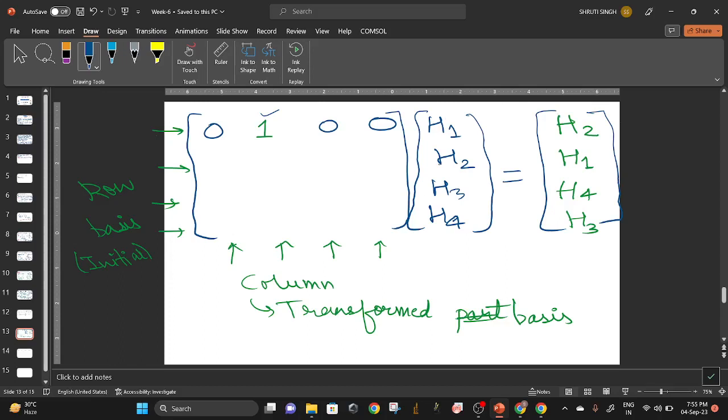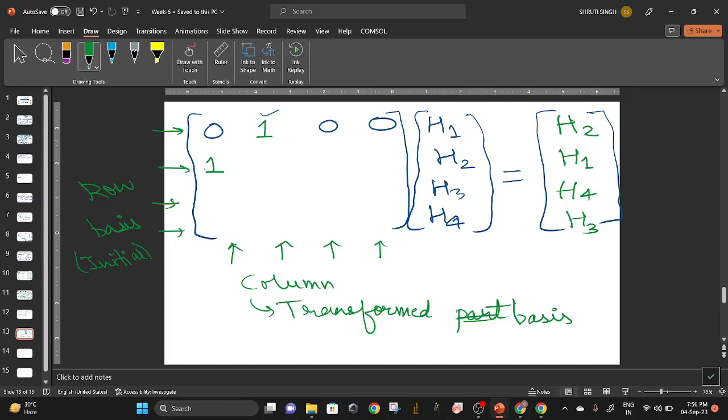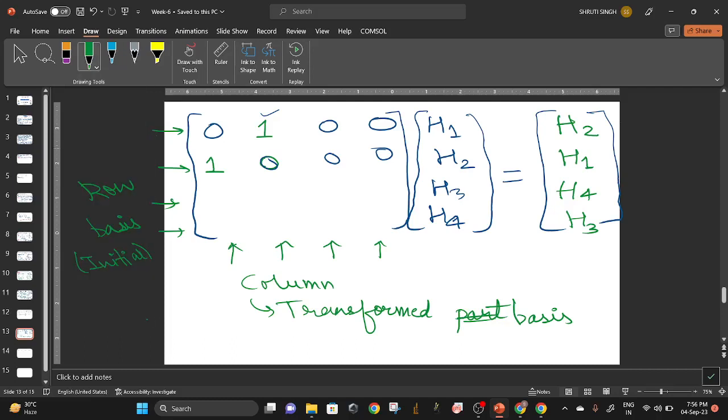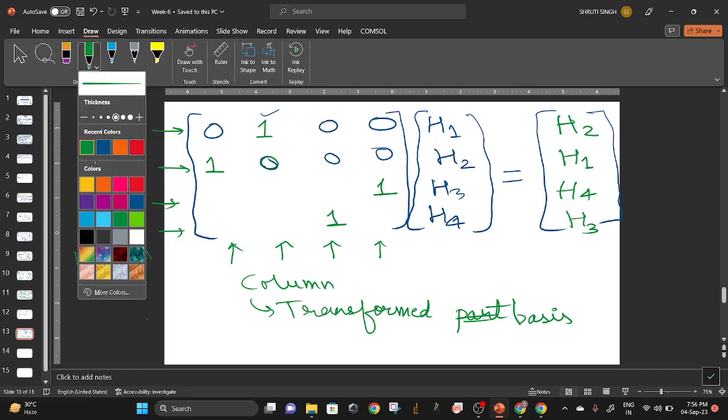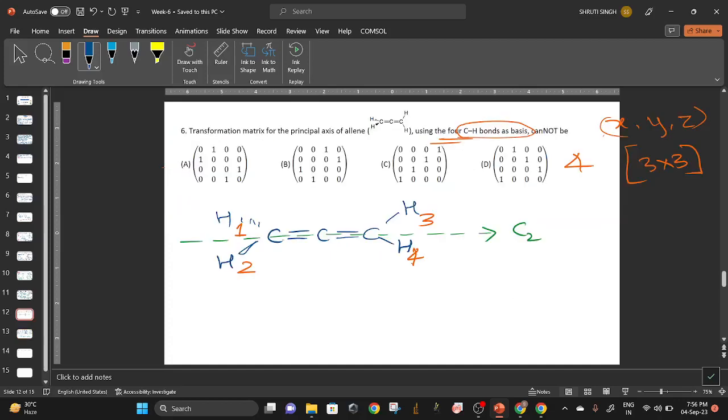Now you tell me what will be for H2. 1000, yes, that's correct. So H2 becomes H1, so we'll write 1 here and it will be 0, 0. And H3 and H4? 0001, 0010. So others are 0. So this is one possible transformation matrix. This is given in the first option itself.